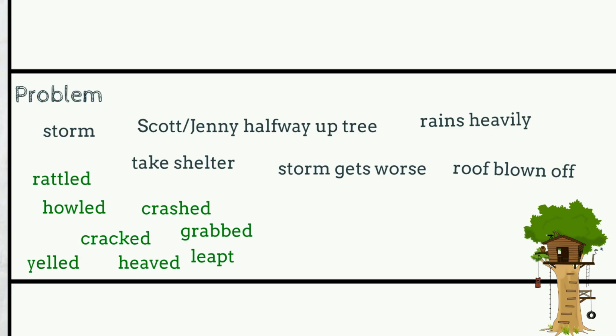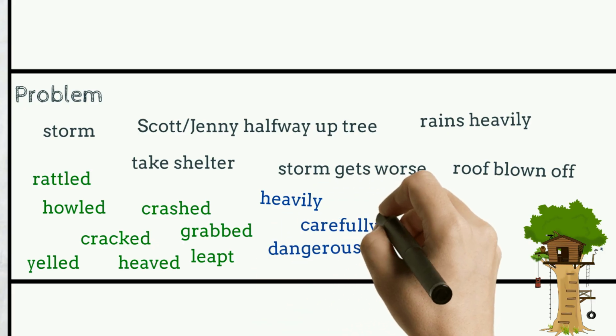Now I'm going to start brainstorming some adverbs I might use. Adverbs are words that describe a verb. For example, the rain could fall heavily. The tree could shake dangerously. They might have to act carefully.